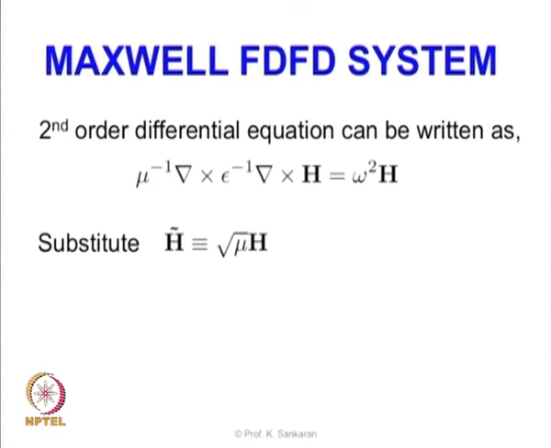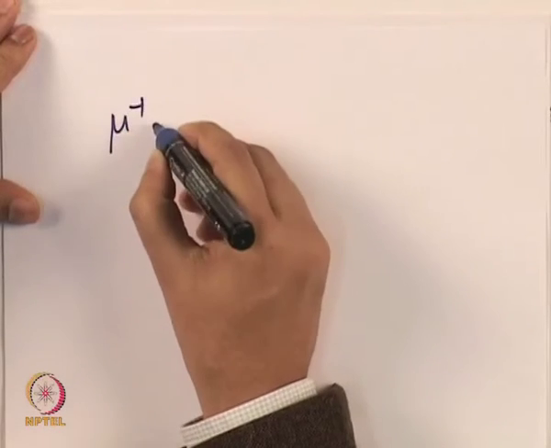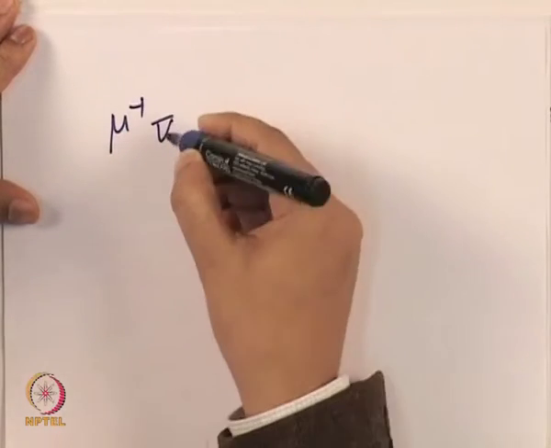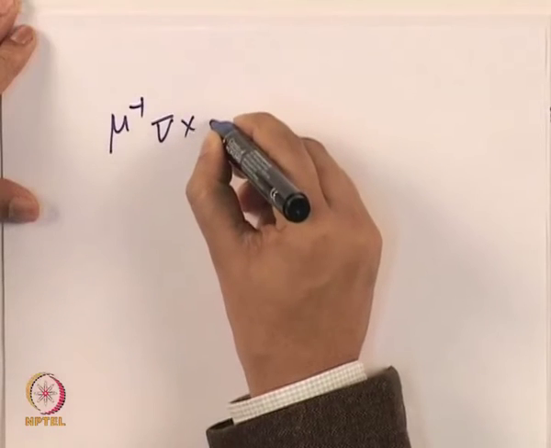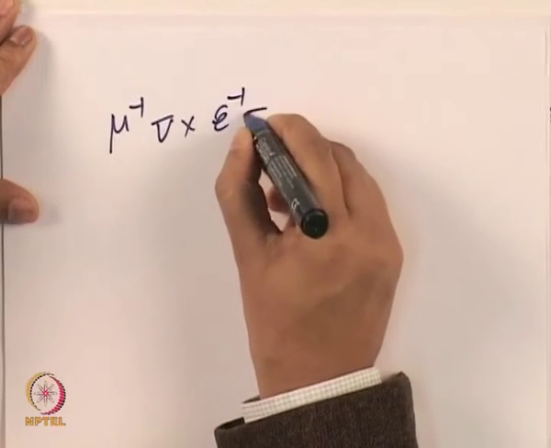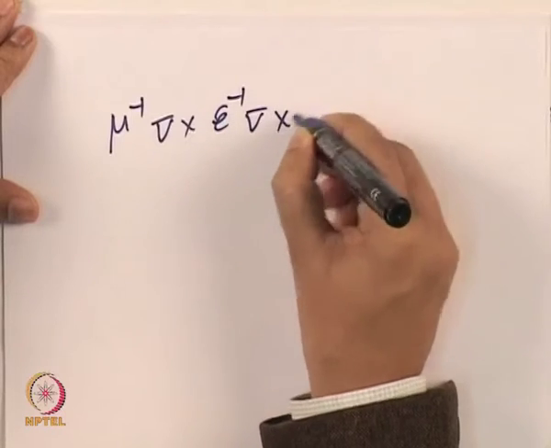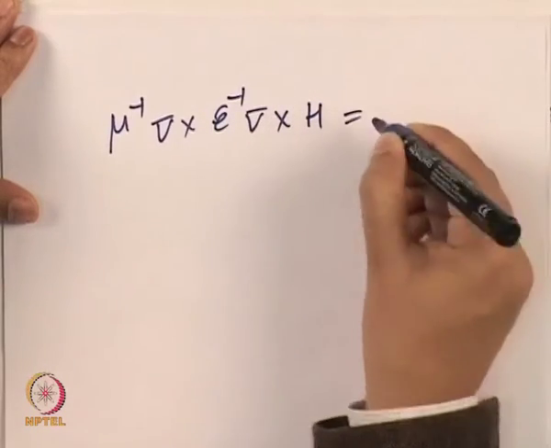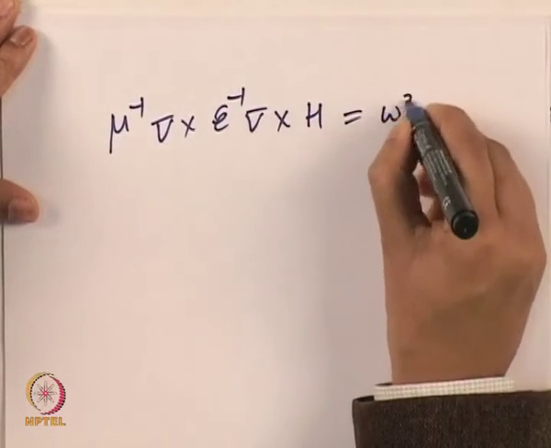So you can substitute the value h is equal to h times square root of mu in this particular equation. So we have an equation which is given by mu minus 1, the curl component, epsilon minus 1, the curl component, times h is equal to omega square h.